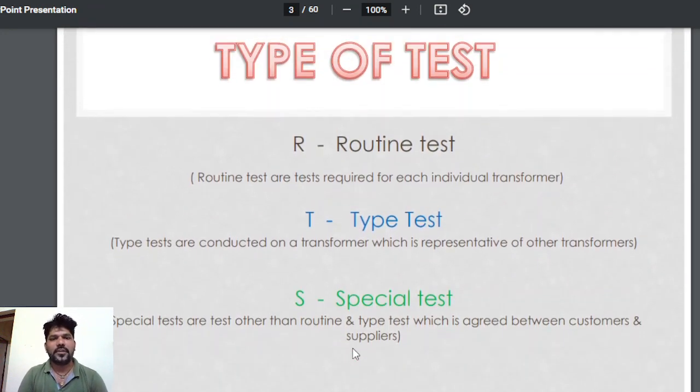What types of tests do we have? Routine tests: we do them continuously, whenever you find the time, periodically. And what is the type test? Type tests are conducted on a transformer which is representative of other transformers. Suppose a similar transformer is already designed. Whatever test results come from that transformer, we match them with the ratings or readings of our newly designed transformer, so that we can see whether this transformer is within the limit or not. We find out by doing the type test.